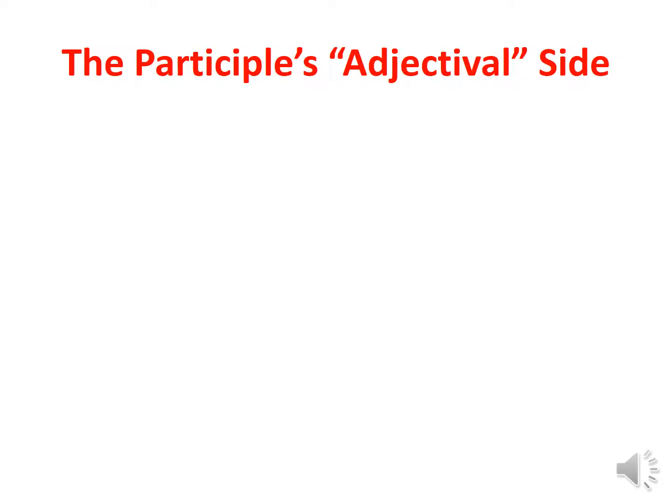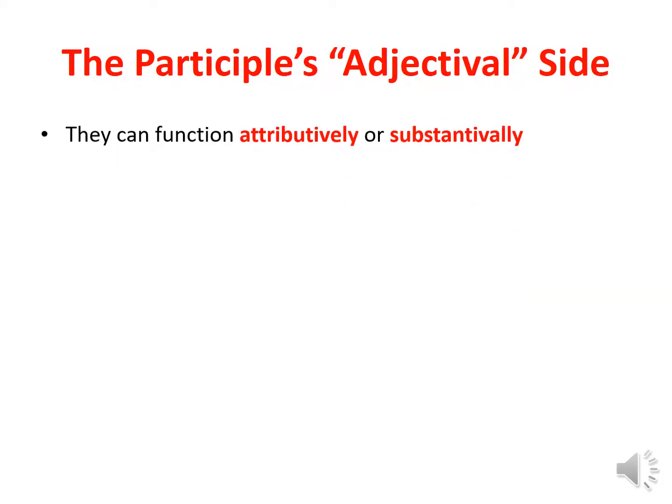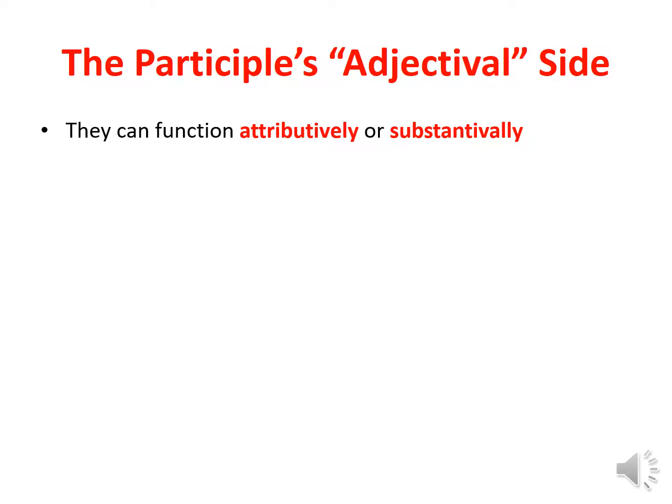So let's look more closely at the participle's adjectival side. We've said that participles can function attributively or substantively. So let's look again at these examples. The flying squirrel is a nutty animal. This would be an attributive adjective because the participle is attributing some quality to the squirrel, describing the squirrel as an adjective would.